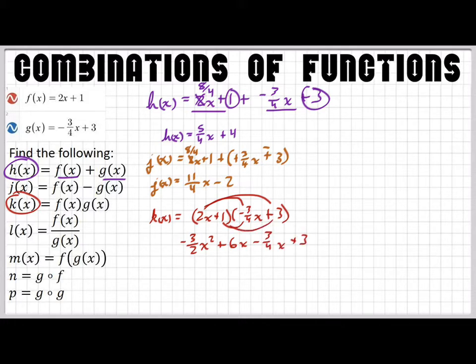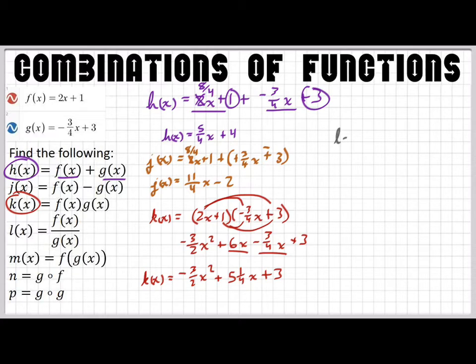So now we have negative 3 over 2x squared, and we're adding the like terms right here. That would be 5 1/4 x plus 3. That's it. So this is our k function. He looks the nastiest out of all of them. Okay, last one is L, and then we're going to do our composition.